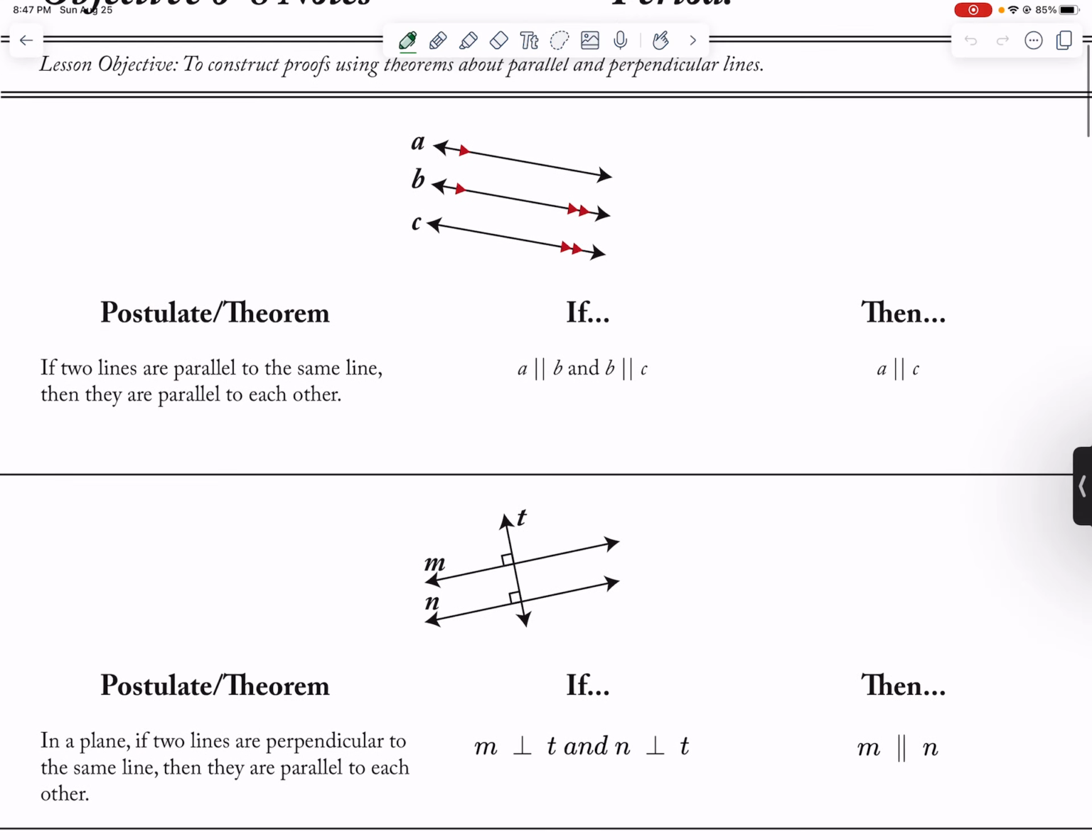All right, so let's go ahead and take a look at this objective. In this objective, we're going to look at some parallel and perpendicular line theorems, and there's a couple of them here. If two lines are parallel to the same line, then they are parallel to each other. So here A and B are parallel, B and C are parallel, so A and C are parallel.